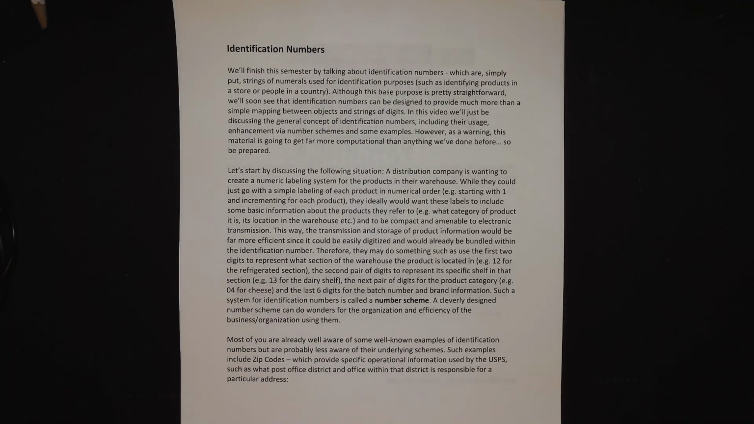A distribution company wants to create a numeric labeling system for their products in their warehouse. While they could just go with a simple labeling of each product in numerical order, for example starting with 1 and incrementing for each product, they ideally would want these labels to include some basic information about the products they refer to. For example, what category of product it is, its location in the warehouse, etc.